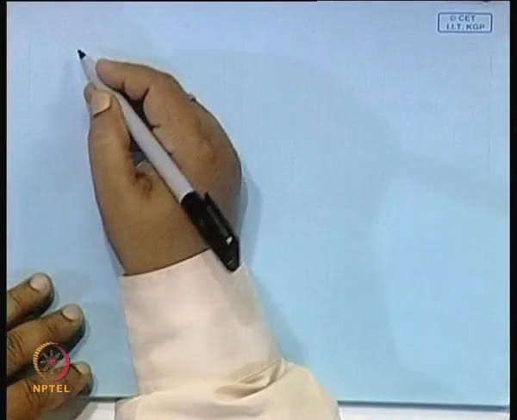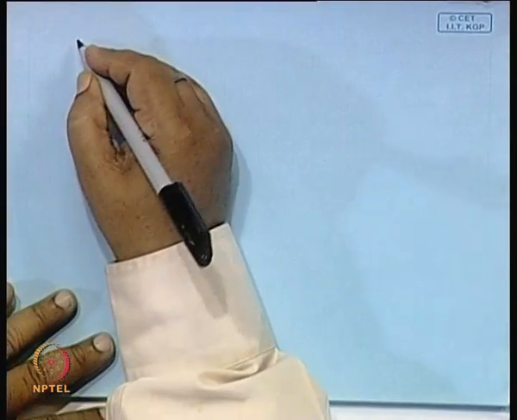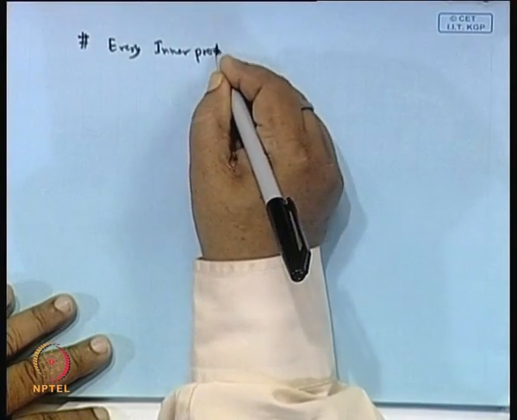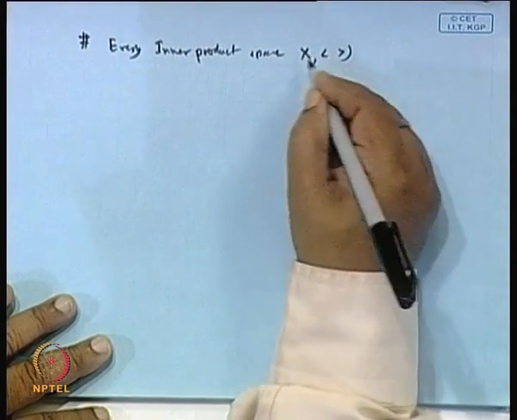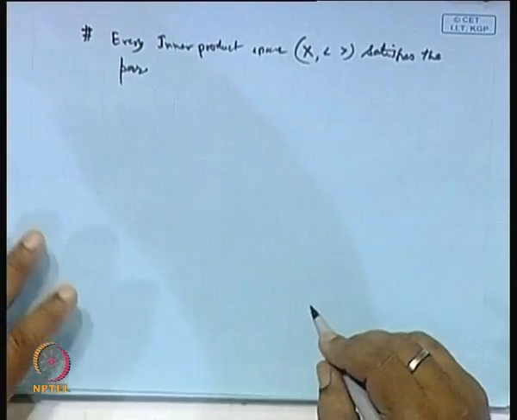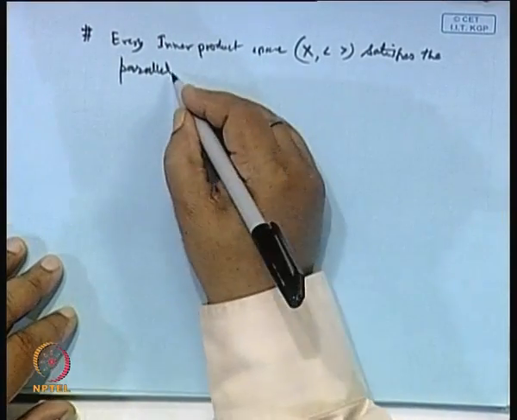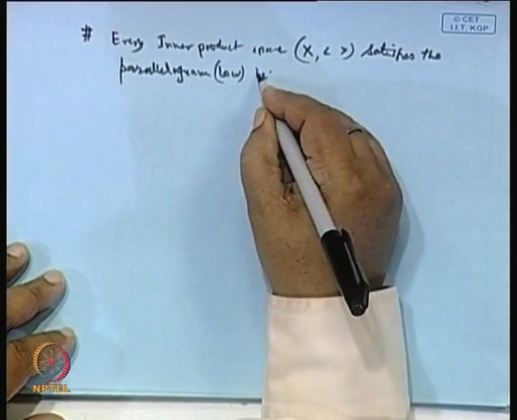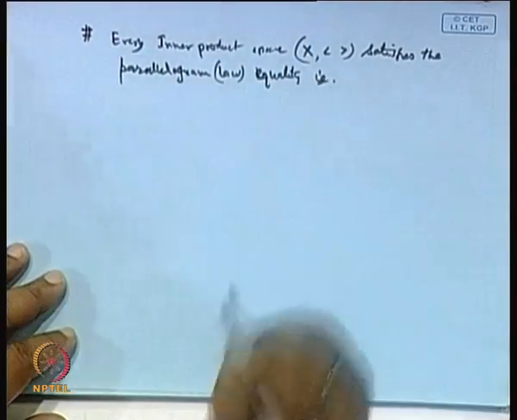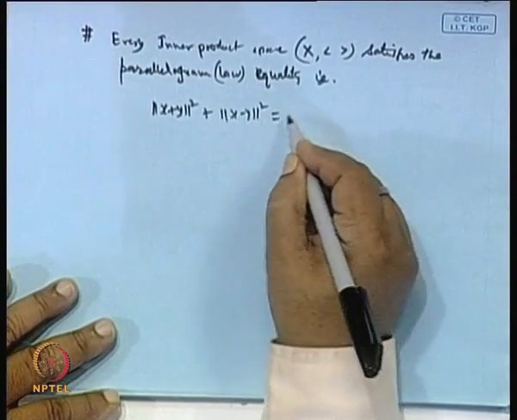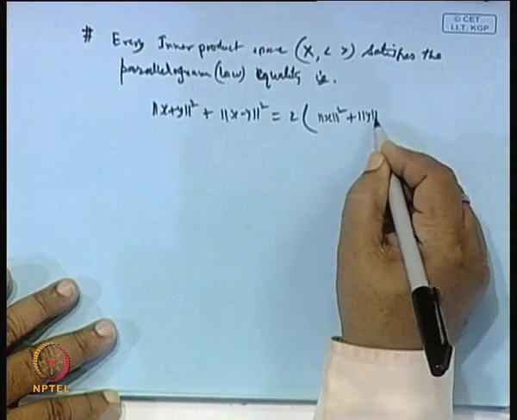Now, before going this way, let us see a general result, which we call the parallelogram law. The claim is that every inner product space X satisfies the parallelogram law, or parallelogram equality, that is, norm of x plus y whole square plus norm of x minus y whole square is 2 times norm of x square plus norm of y square.